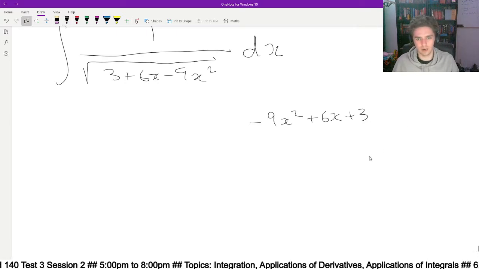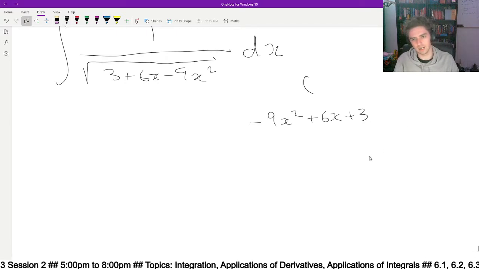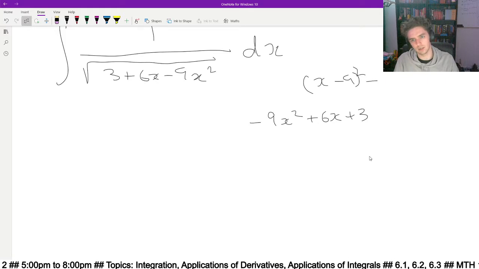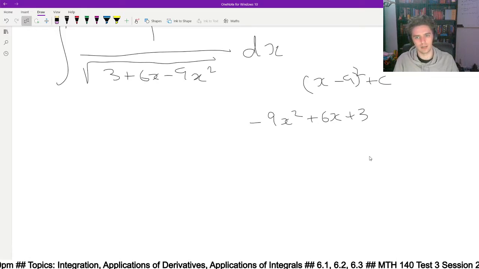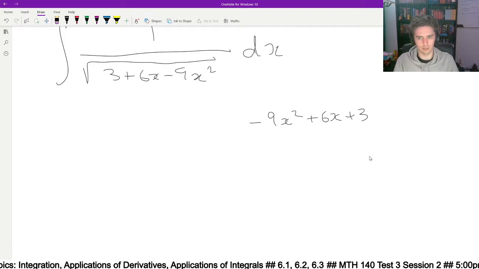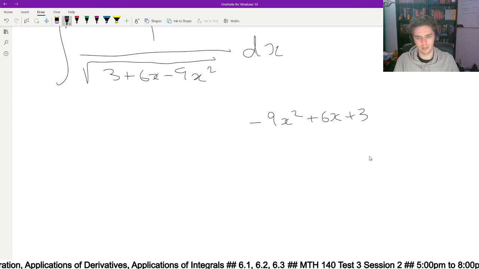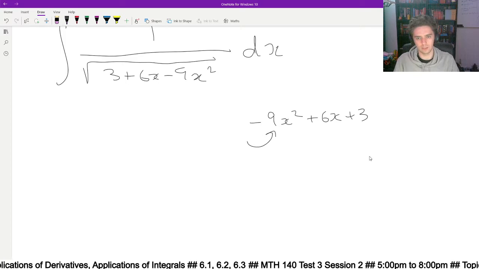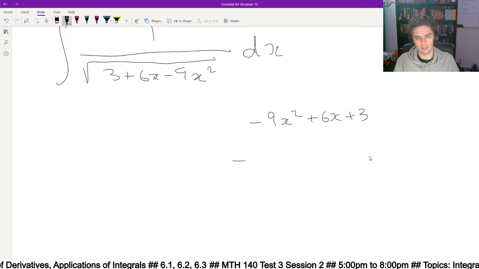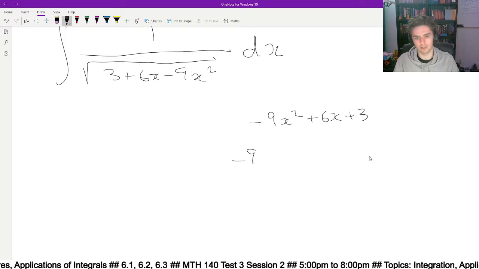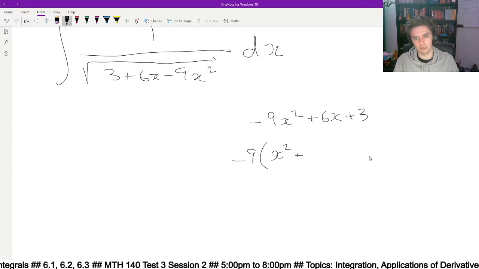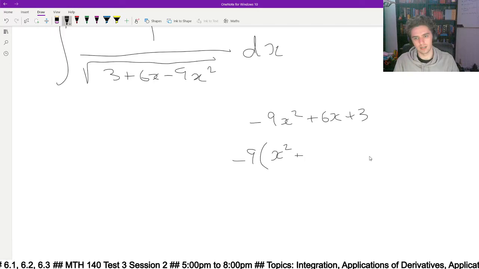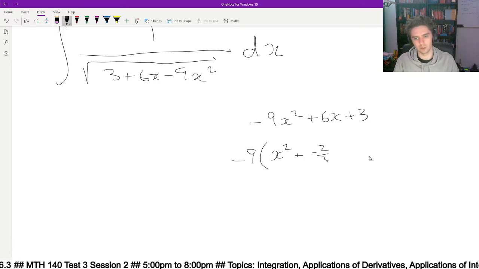So to complete the square, ideally we're getting into something like this, x minus a, squared, plus c. That's our goal, to have a perfect square factor and then just some constant at the end. So to do that, you need to factor out the leading coefficient. So you have to factor out a negative 9. So it's going to be x squared plus this over negative 9, which is negative 2/3.